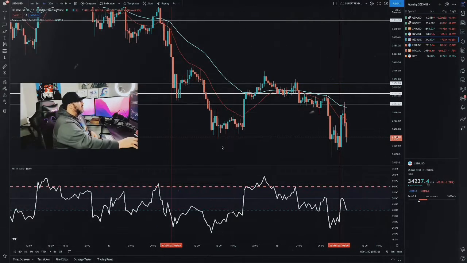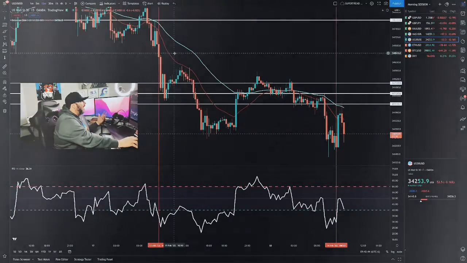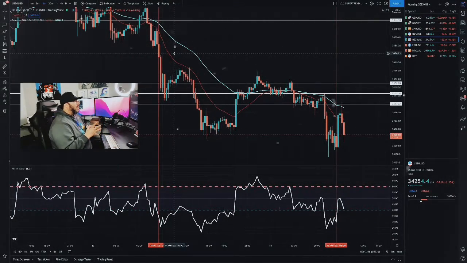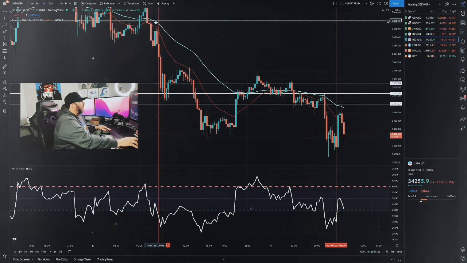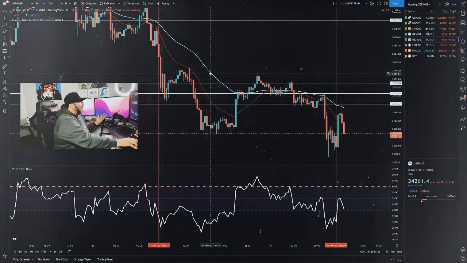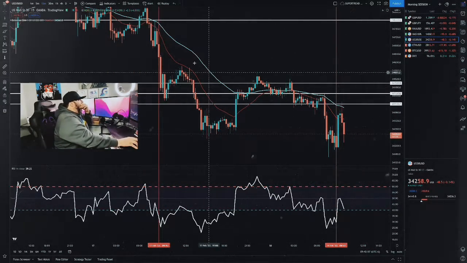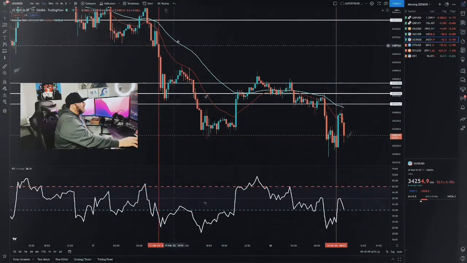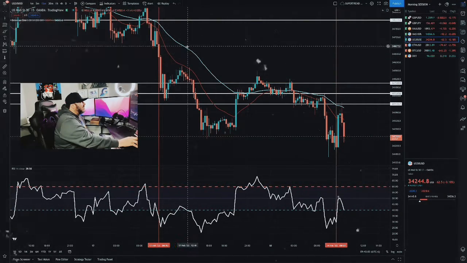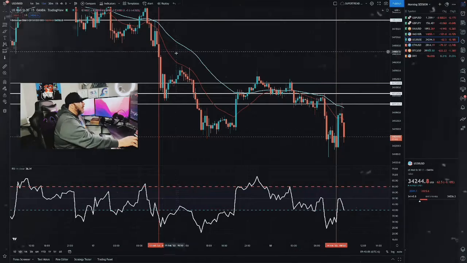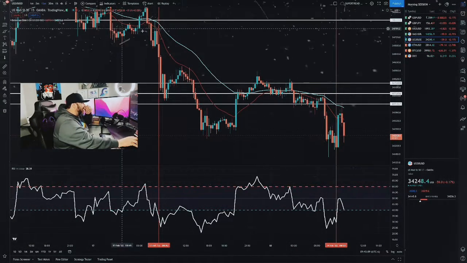Perfect. As you can see here, this was the opening of yesterday. Right away, we're looking at direction. We're under the 20 and under the 50, and that's exactly where we want to be, looking for sells. If you look at the distance between these two EMAs, it's a nice opening, which means we're in a pretty good downtrend. So we're looking for sells.